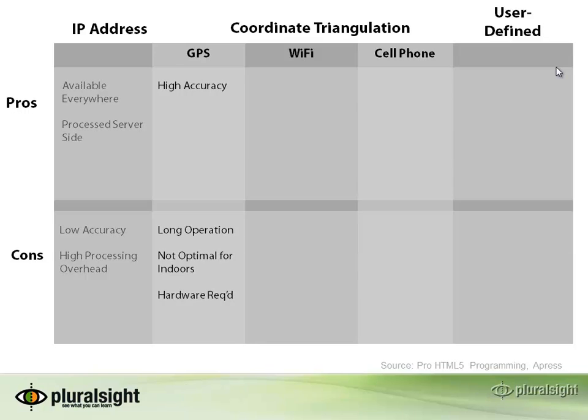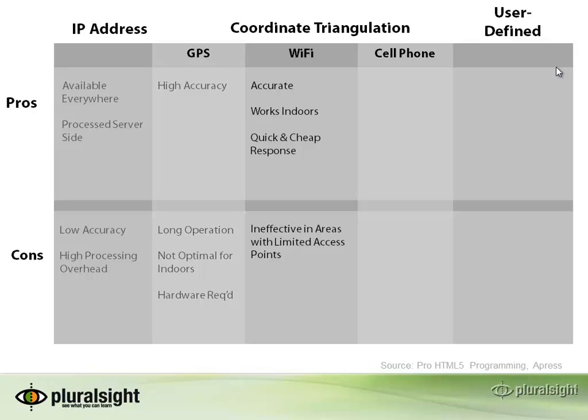GPS is another approach that can be used, which is great because it's very accurate. The only problem is sometimes it can take a while to figure out the location information and the coordinates. If you're indoors, if you're in a parking garage, GPS might not work so great for you. And obviously you have to have a device that has a GPS on it, so the right kind of cell phone or the right kind of handheld device.